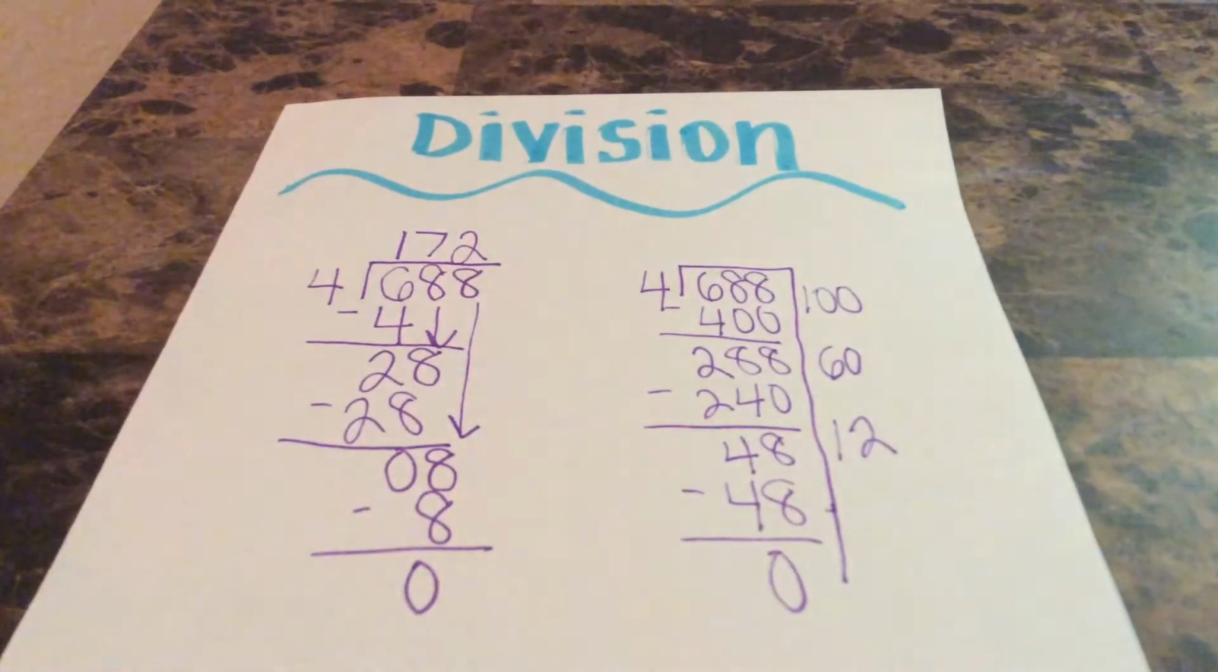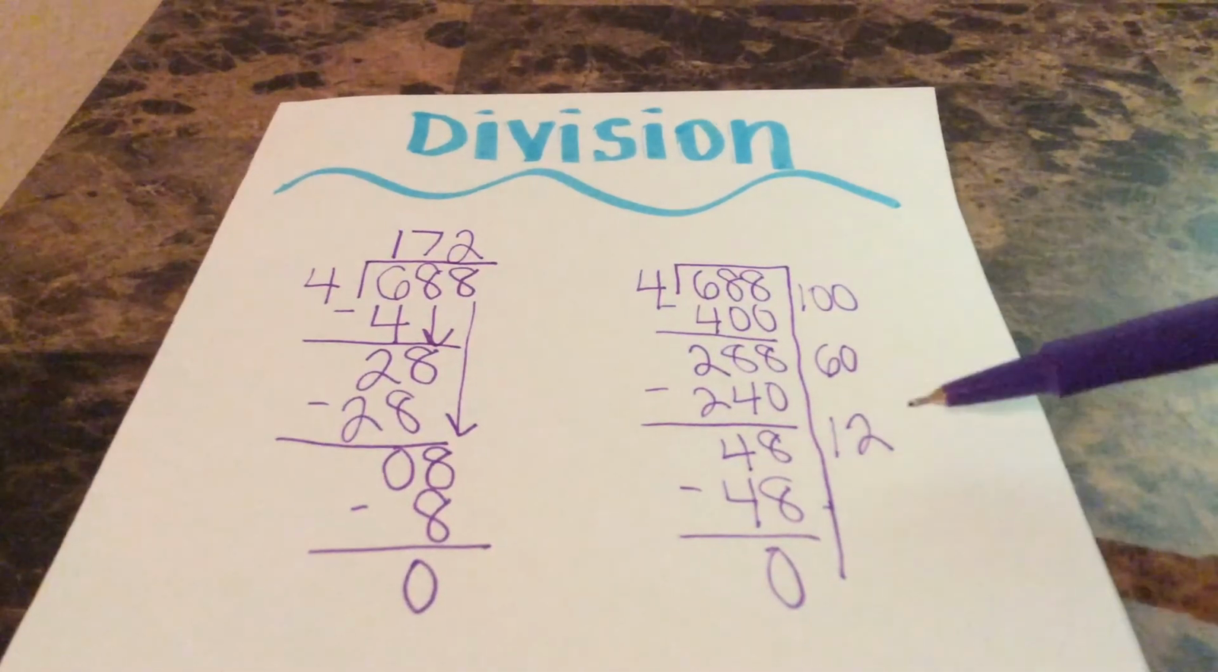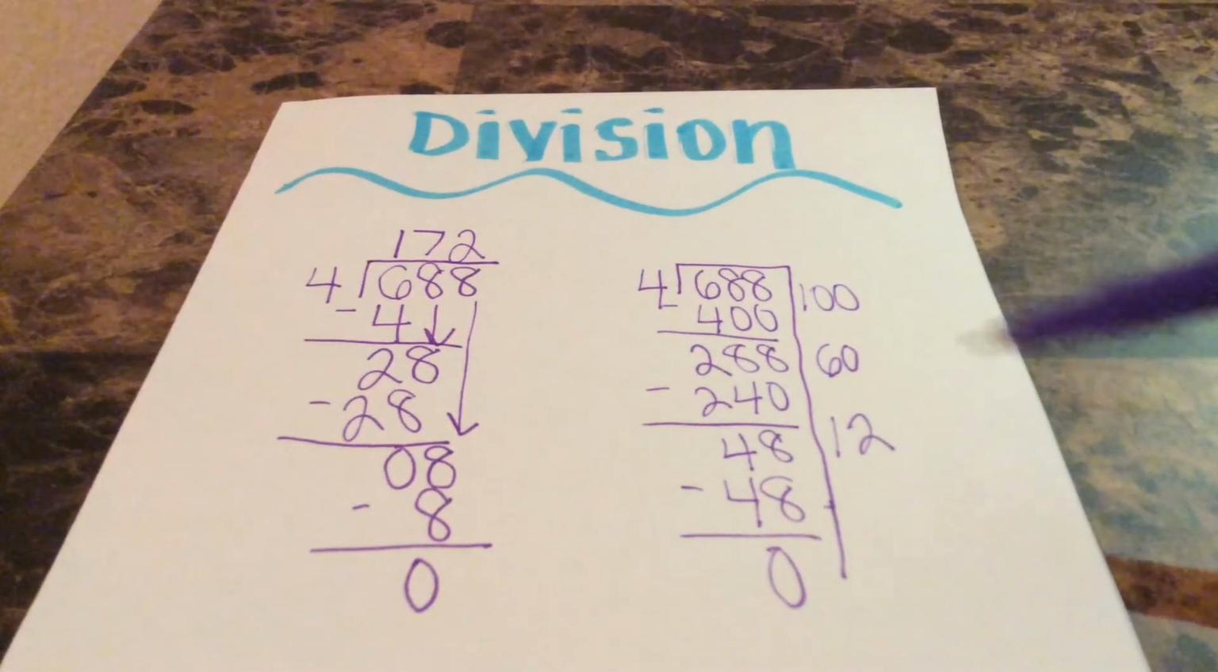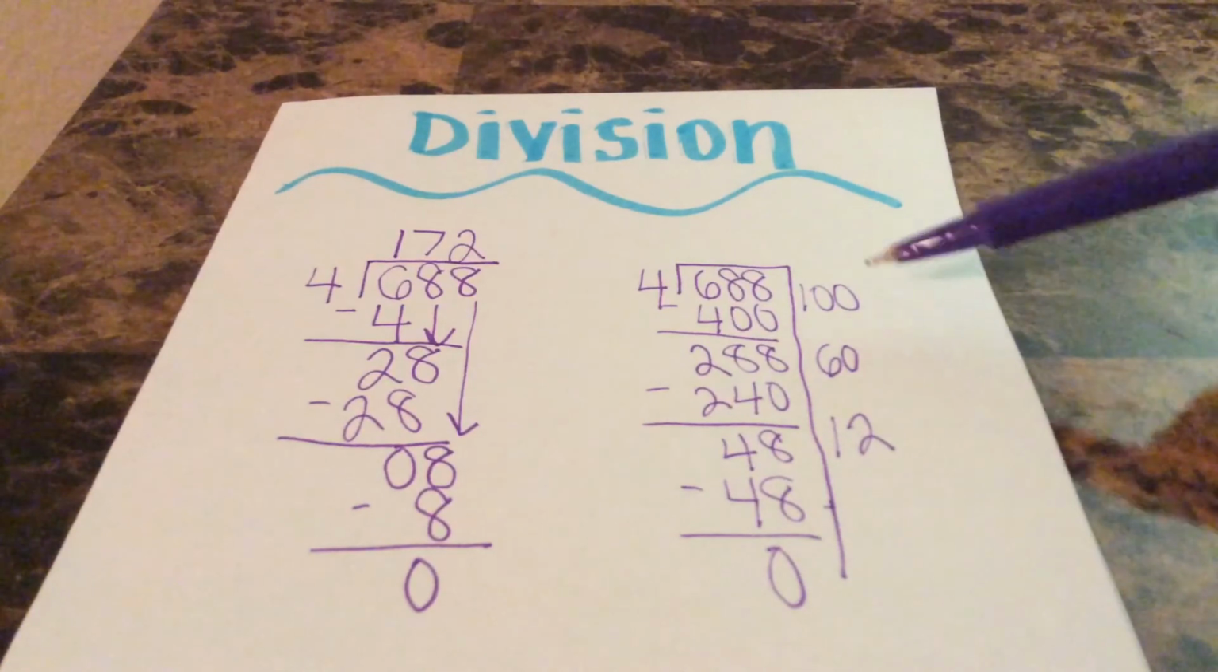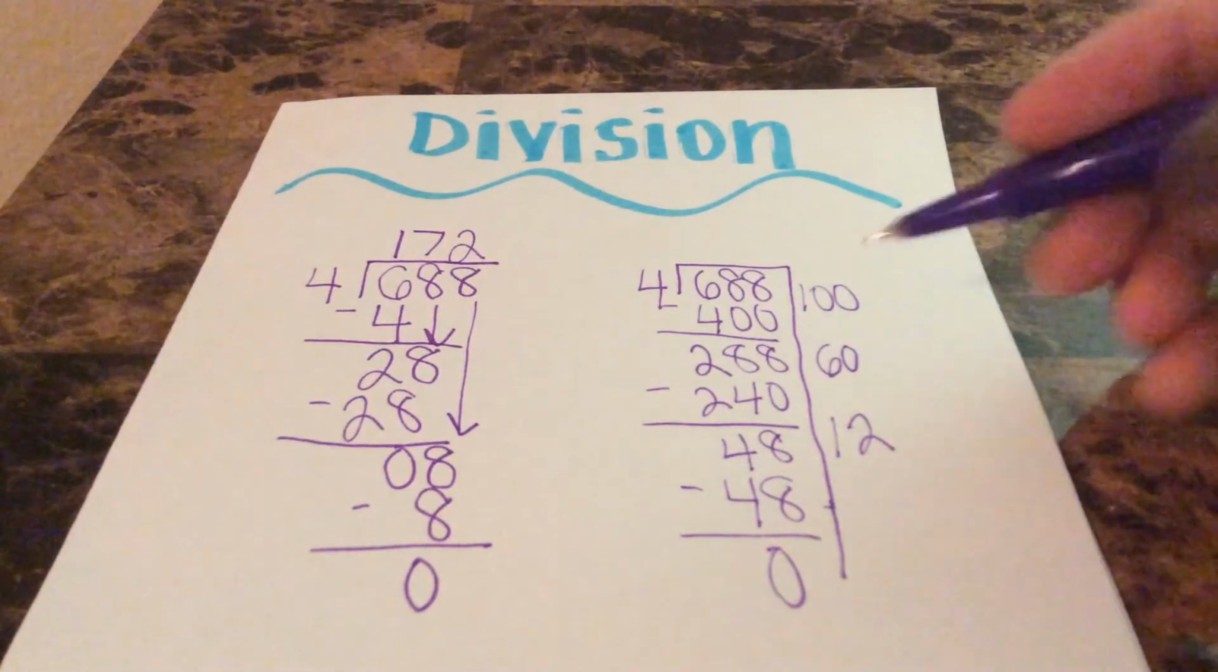If you're a student who is still struggling with multiplication facts, it's okay. You will still get the answer to this. It will just take you a bit longer. In order to figure out your answer, you simply will add these up. In most cases, this will be something that you can do with mental math. 100 plus 60 plus 12 would be 172.